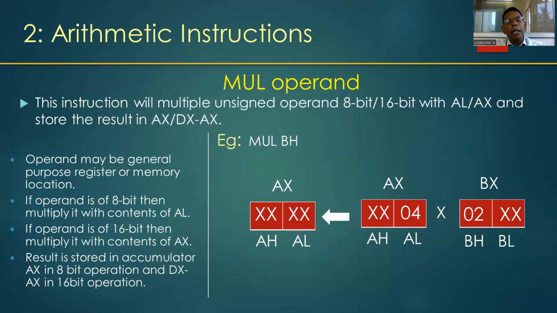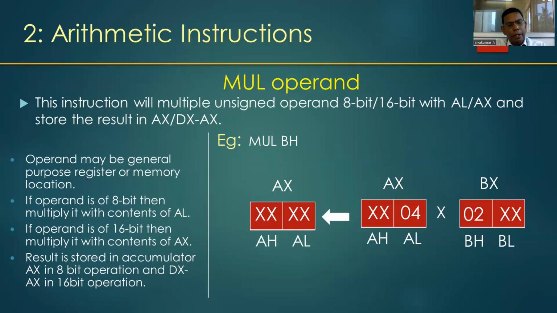MUL. The MUL instruction multiplies an unsigned 8-bit or 16-bit operand with the AL, and the result is stored in the AX and DX registers. The operand may be a general purpose register or memory location. If the operand is 8-bit, then it is multiplied by the content of AL. If the operand is 16-bit, then it is multiplied by the content of the AX register. The result is stored in the accumulator.